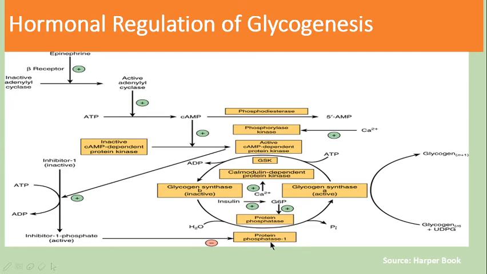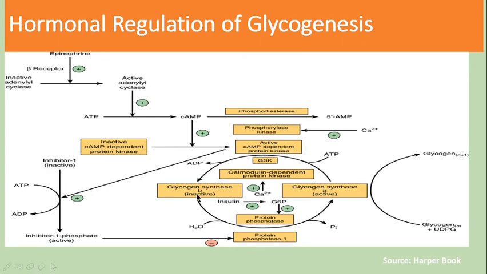What is the role of this protein phosphatase? To remove the phosphate. So protein kinase's role is to phosphorylate the enzyme, and the role of protein phosphatase is to dephosphorylate. Simultaneously both actions should not take place. So this protein kinase will also activate the inhibitor. This inhibitor will go and inhibit the enzyme protein phosphatase, so that glycogen synthase cannot be dephosphorylated again in the presence of an excess amount of protein kinase.